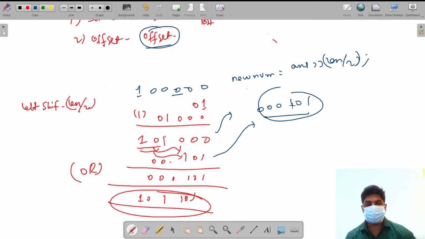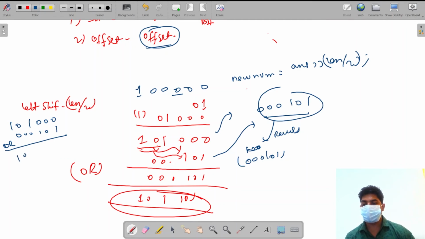After getting the reverse, it will be the same for this number. So 101000 and 000101. Now if we perform the OR operation, we get the reverse also. Okay, the reverse will be the same, 000101 for this number. After that, if we perform the OR operation, we'll get our answer, right?